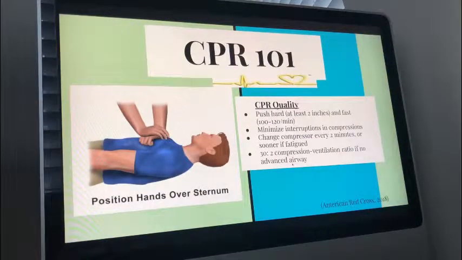CPR 101. For CPR quality, push hard, at least 2 inches, and fast, 100 to 120 per minute. Minimize interruptions in compressions. You change compressor every 2 minutes or sooner if fatigued. It's a 30-to-2 compression ventilation ratio if there's no advanced airway.